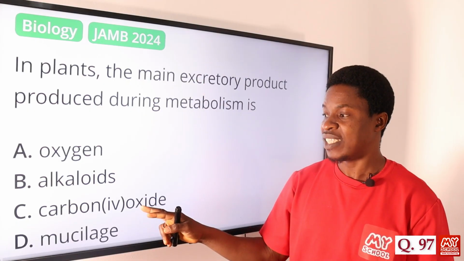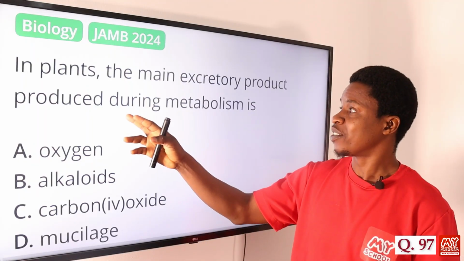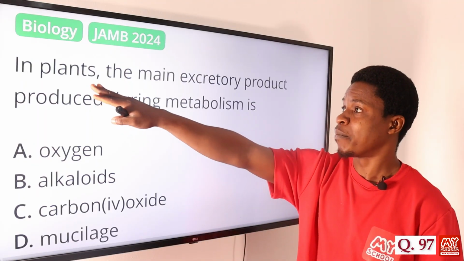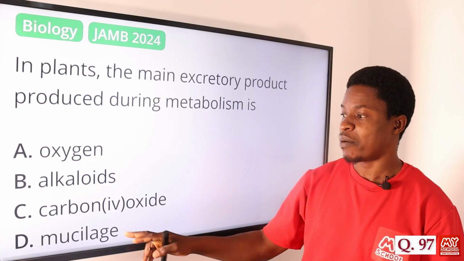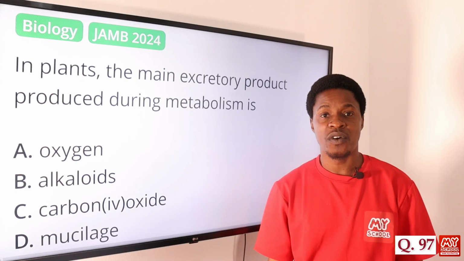Carbon dioxide, yes, is the main excretory product that can be released by plants during the metabolic process, and then we have the mucilage. So the correct answer here is option C, carbon dioxide.